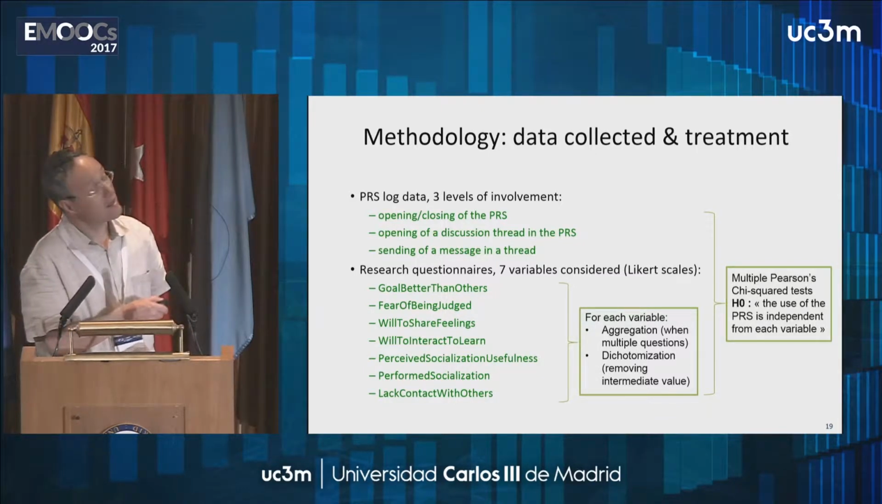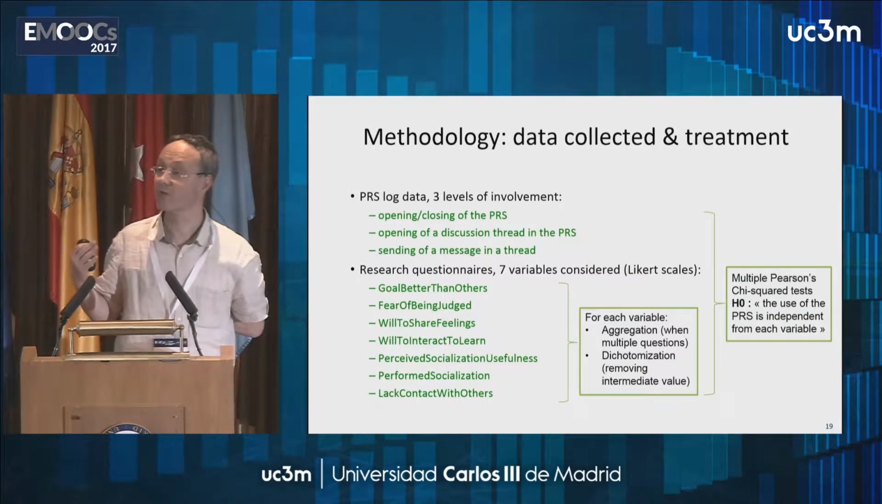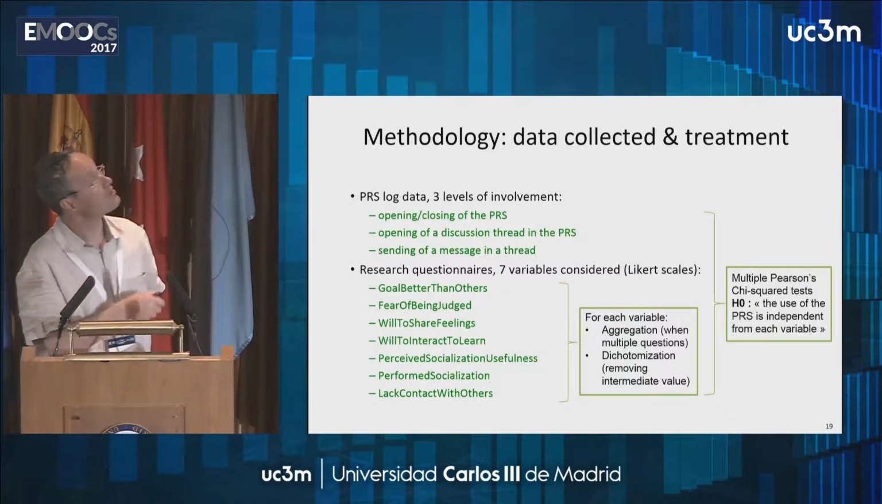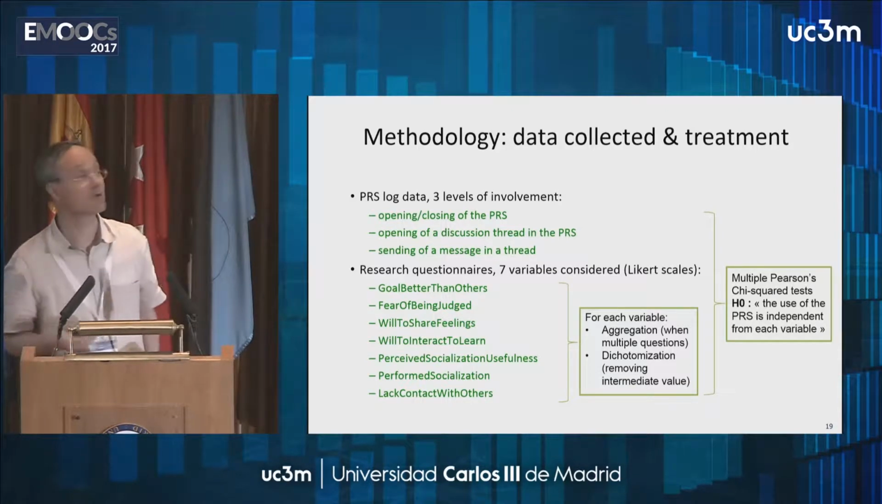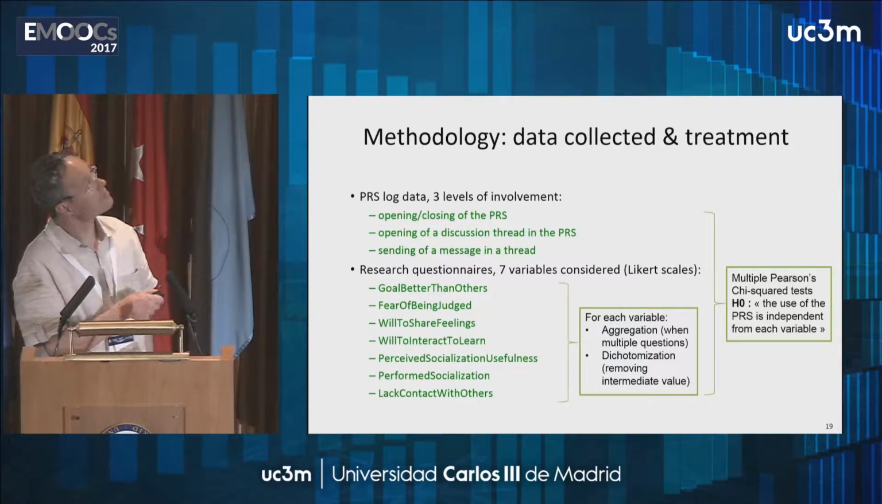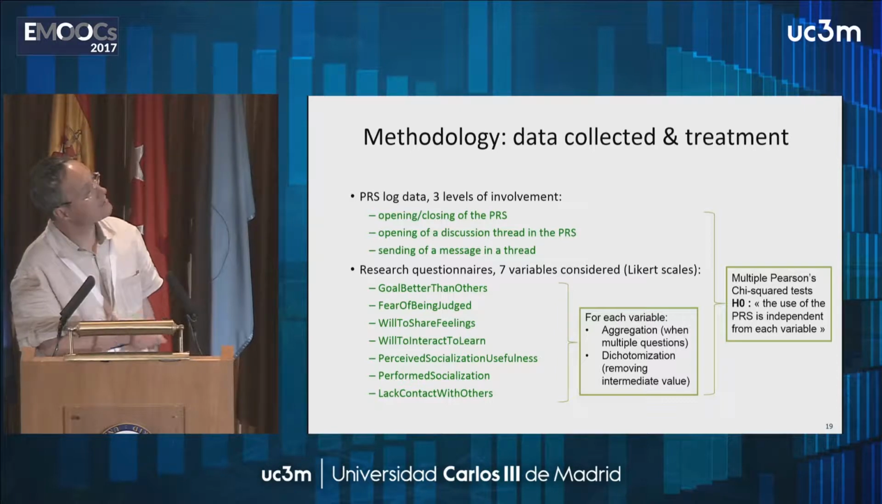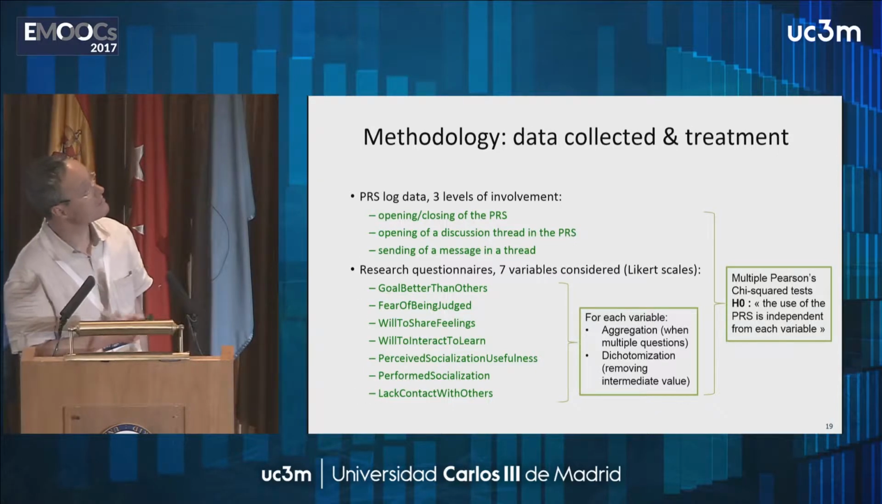We also correlated the use of the personal recommender system with our research questionnaire, and most notably 7 variables. I want to be better than others. I am afraid of being judged. I want to share my feelings on a platform. I want to interact in order to learn. This platform is useful for socialization, the real socialization which had been performed, and the fact that I lack contact with others. So we used a multiple person chi-squared test.